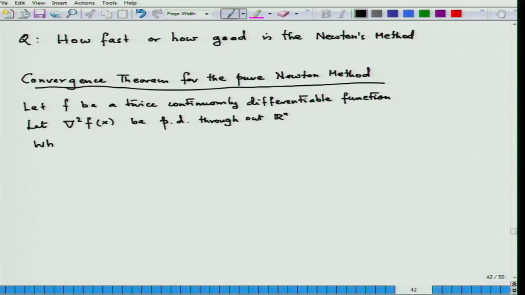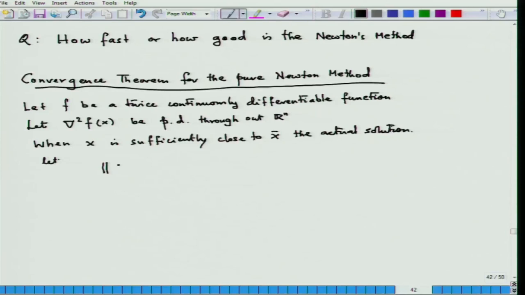Then, when x is sufficiently close to x bar, the actual solution, let the matrix norm be given. So, how do you take the norm of a matrix? Now, these are all symmetric matrices. You have learnt how to take the norm of a matrix, but here possibly they mean the operator norm, the norm of a matrix. So, those who are a little uncomfortable, please do not bother much about these terminologies at this moment.